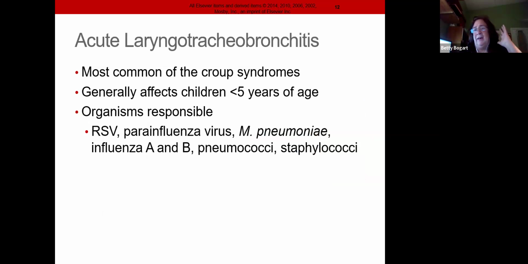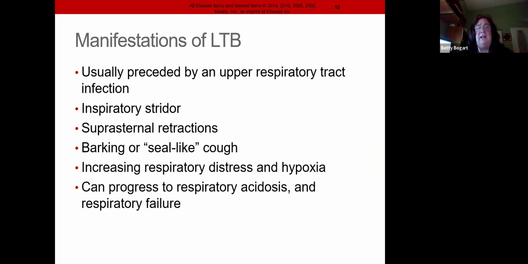It is usually a virus that causes it, usually in children less than 5. And because you can't get air in, you're going to see respiratory distress, substernal retractions, and then you're going to hear them coughing. It sounds like a seal. I mean, when you hear it, you're like, oh, that kid has croup. There's no other choice. That's what it is.